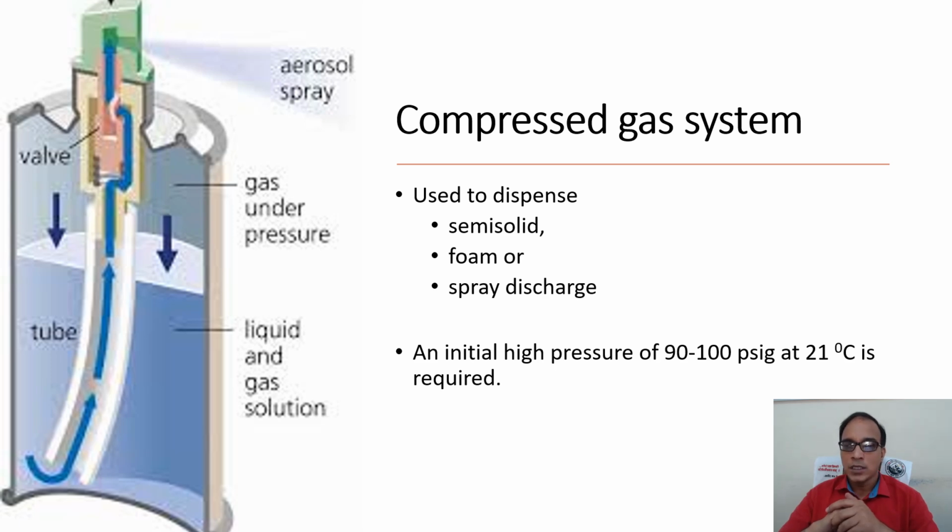Now moving to the compressed gas systems. They are used to dispense semi-solid, foam or spray discharge. An initial high pressure is required. We have discussed it in the propellant, because the pressure keeps on lowering when you deliver the drug through these systems. So an initial high pressure of 9 to 200 psig at 21 degrees Celsius is required, to maintain the pressure up to the end of the shelf life of this kind of system.